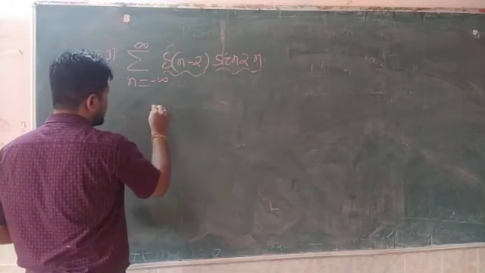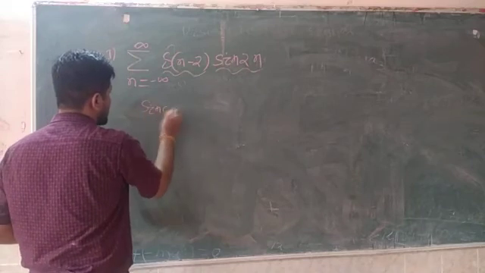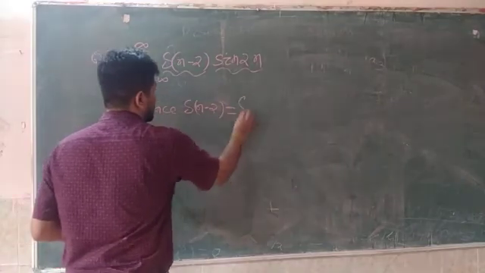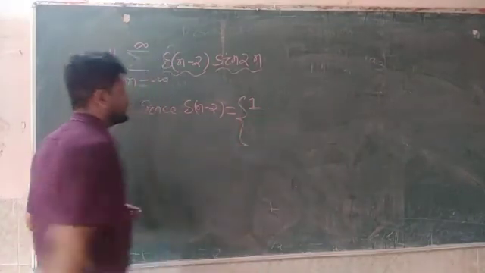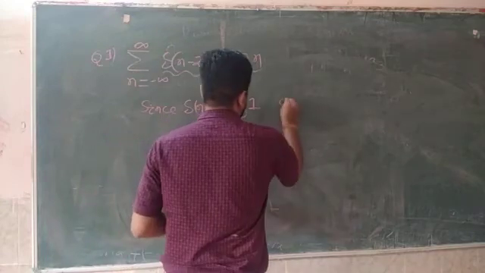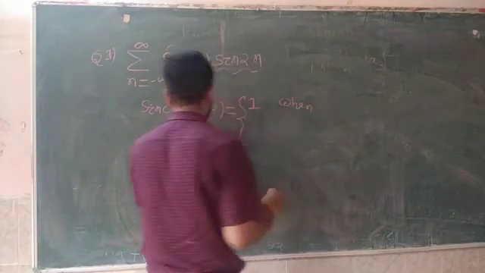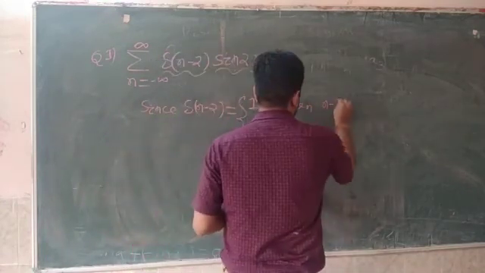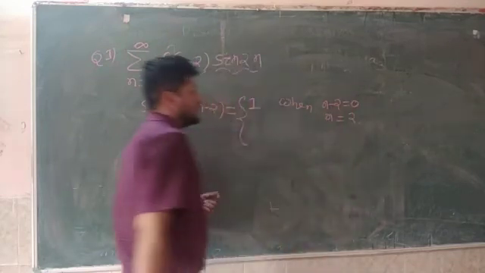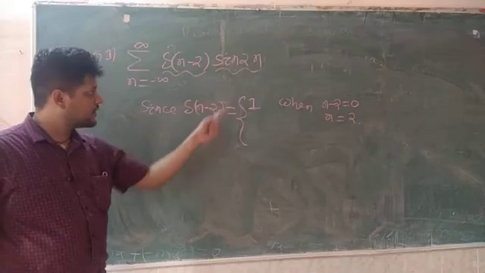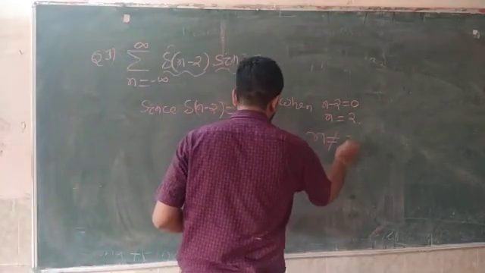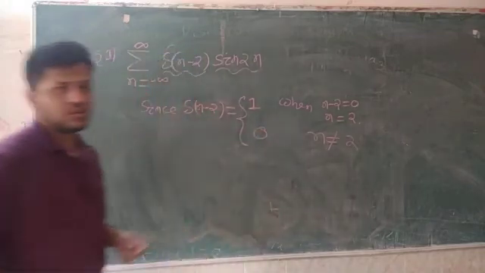You have to define: delta of n minus 2 equals 1 when? When n minus 2 equals 0, that means n equals 2. So for n equal to 2 only this value is 1, and for the remaining n not equal to 2, this value is 0.